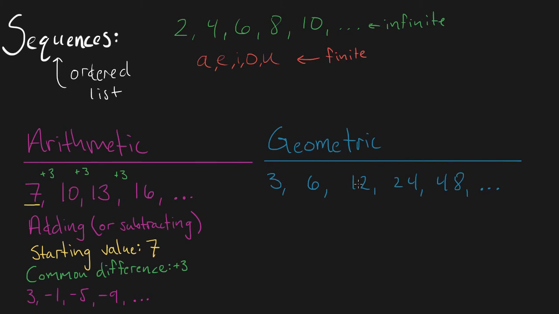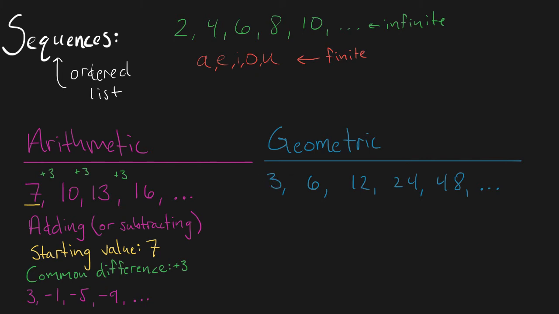what is it that is changing at each step here? What's the operation at each step that we're using to get from one step to the other? Well, we're multiplying at each step. And what are we multiplying by? Well, we're multiplying by 2.